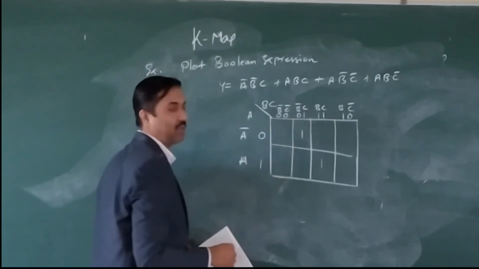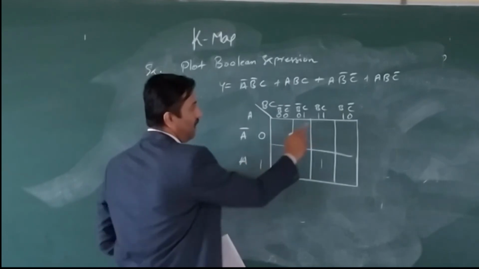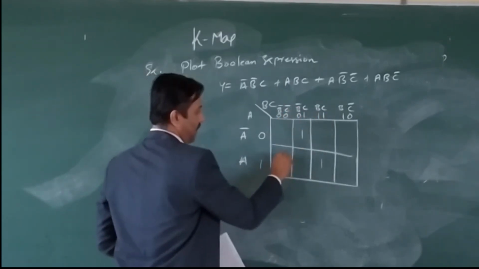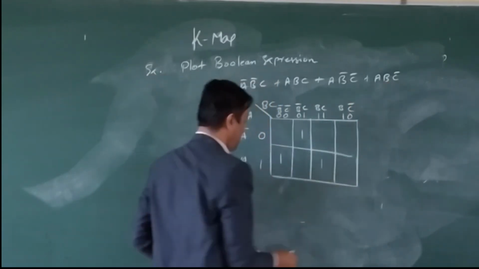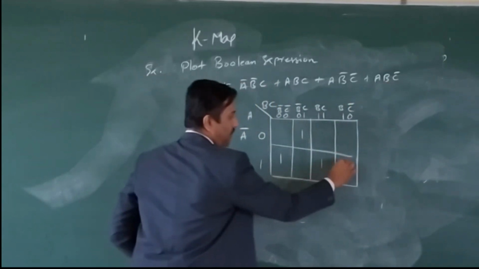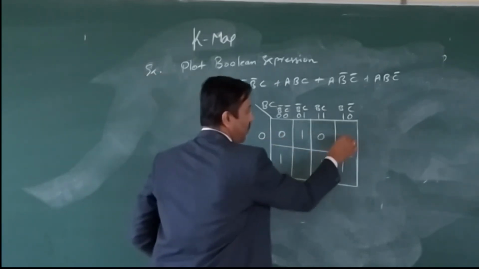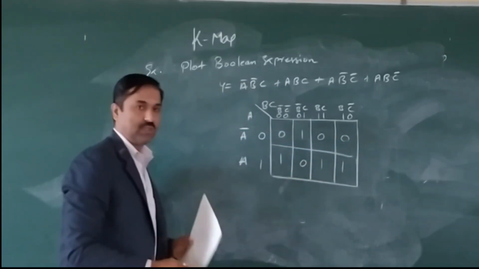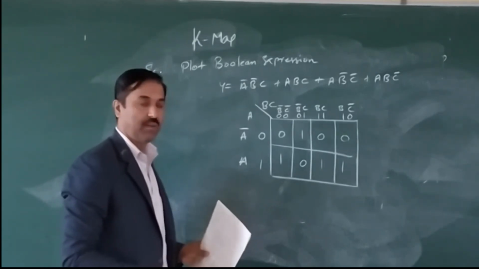And the third product term in your Boolean expression is A, B bar, C bar. It comes out here. And the fourth product term, that is A, B, C bar, is present here. So I group this. Fine. The remaining cells I am going to mark as zeros. Now the second process is to group the ones.